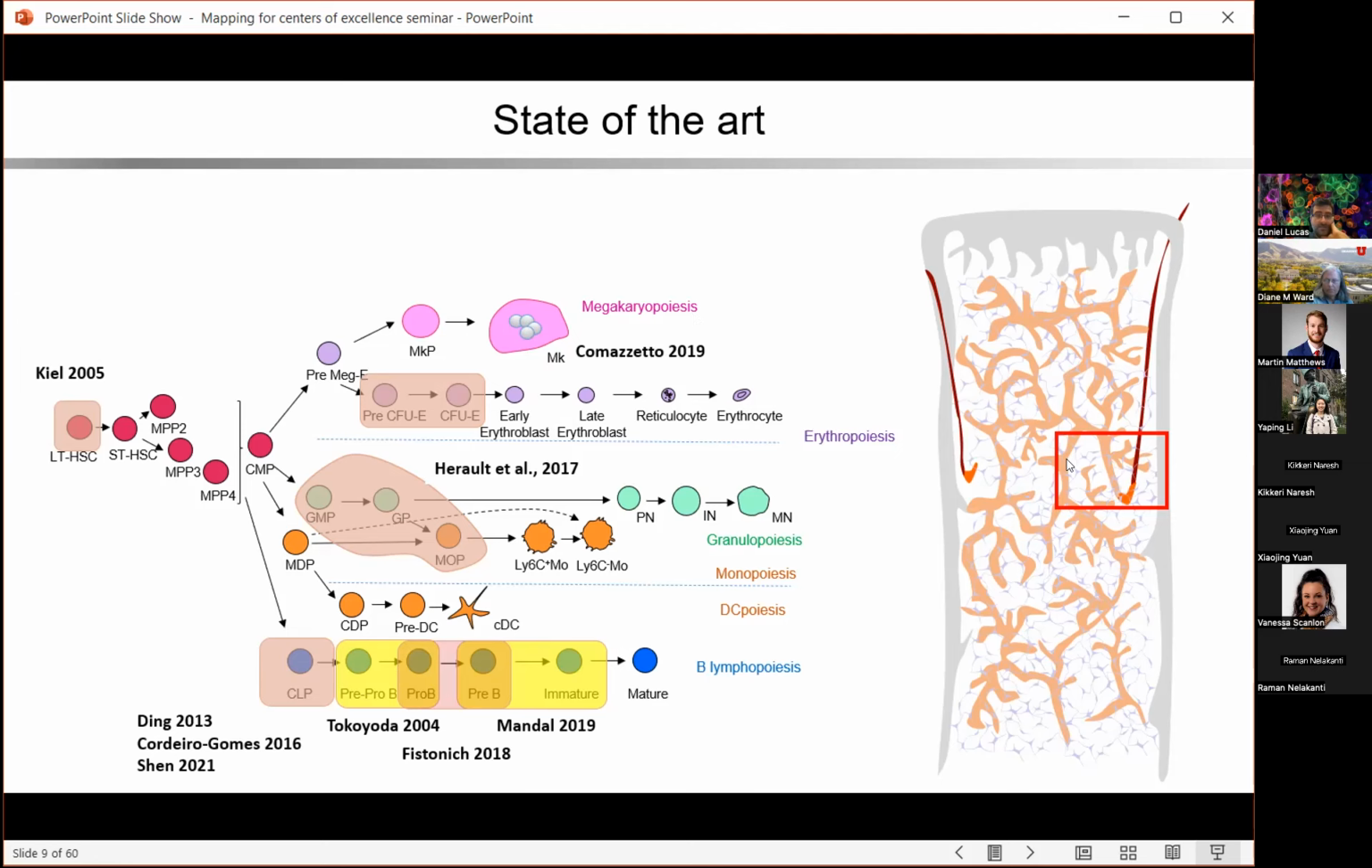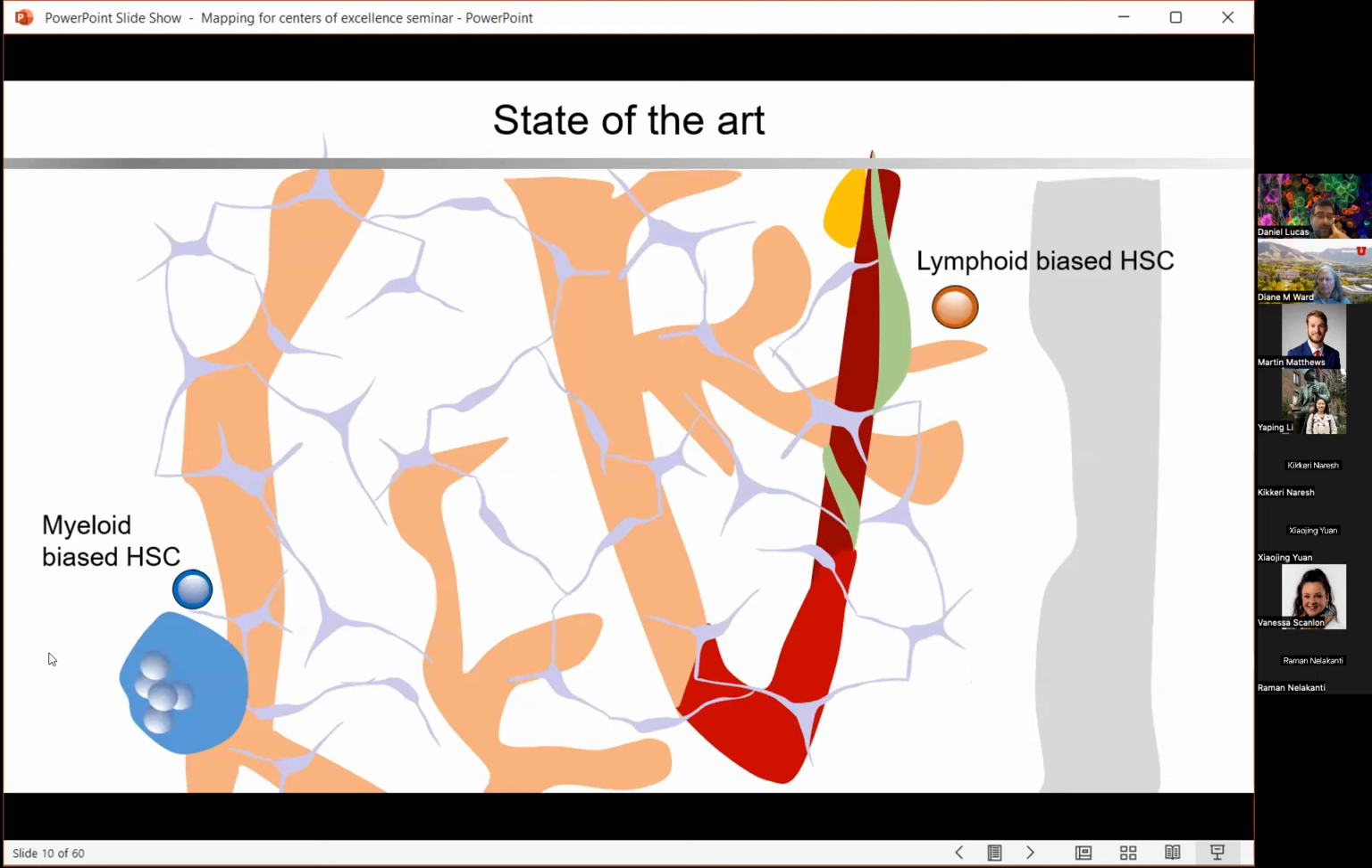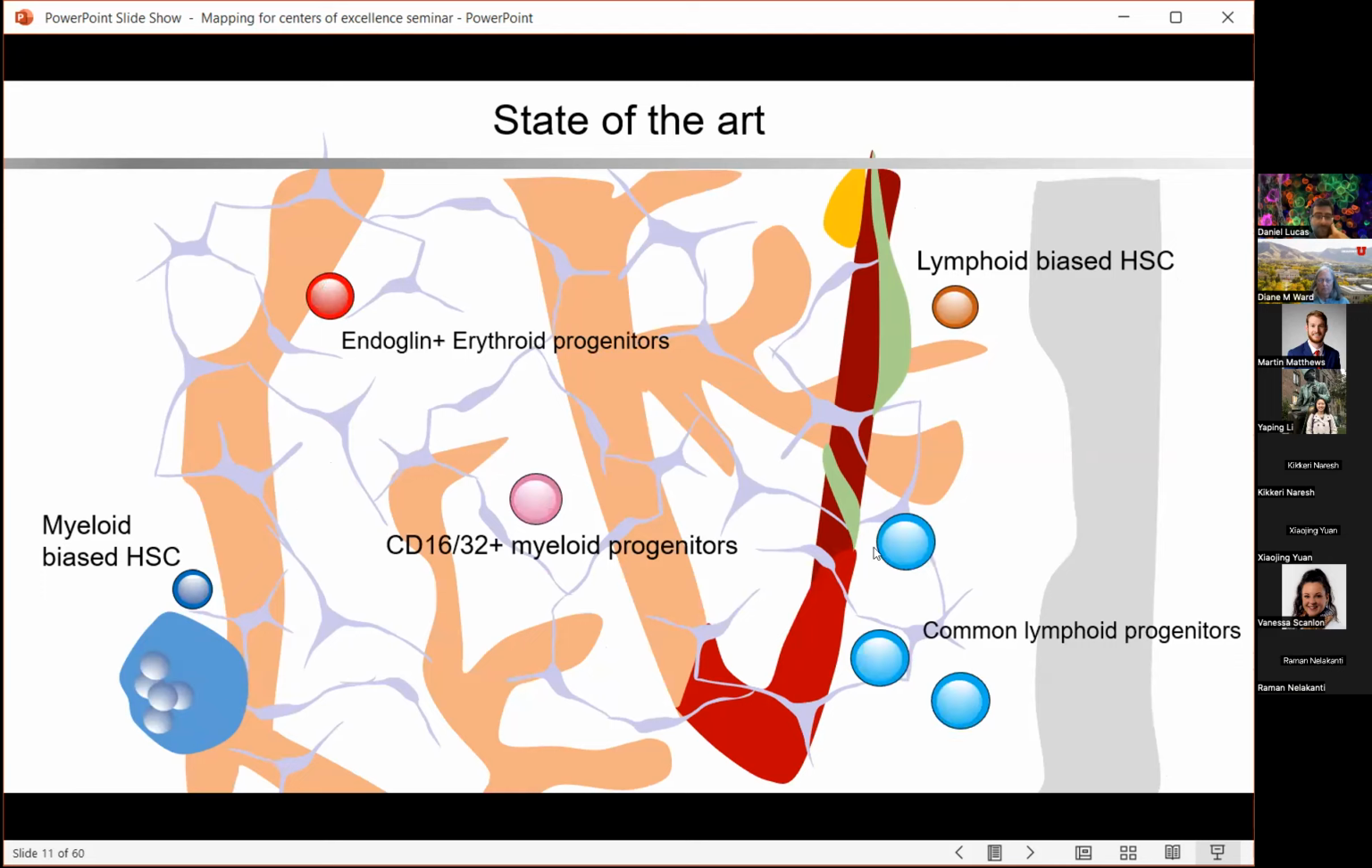When we summarize these findings and look at a region of the bone marrow, we know that myeloid stem cells localized near megakaryocytes, whereas lymphoid-biased stem cells localized near these arteries. Common lymphoid progenitors also have a preference for arteries, whereas erythroid progenitors and myeloid progenitors were thought to be more or less distributed through the marrow, and it was not clear if they were associating with specific structures other than the perivascular stromal cells.